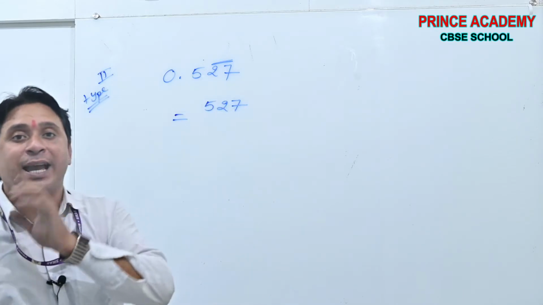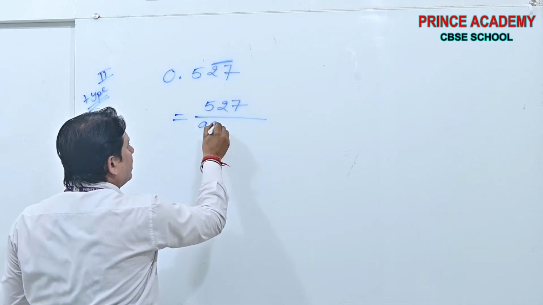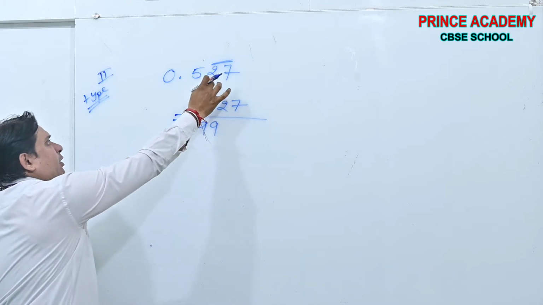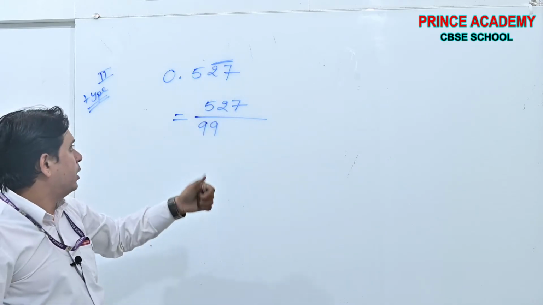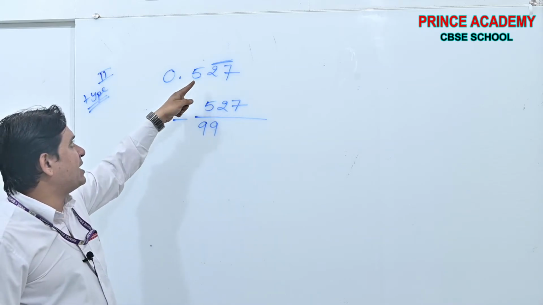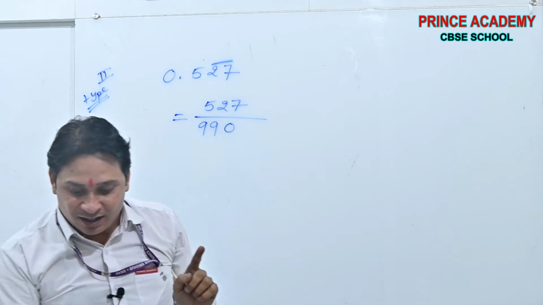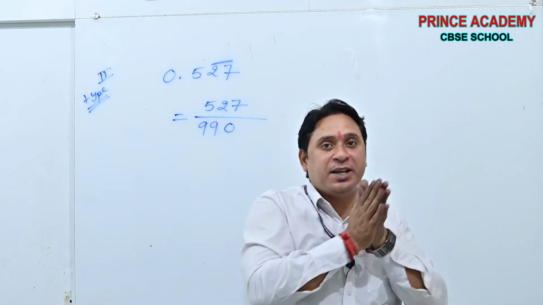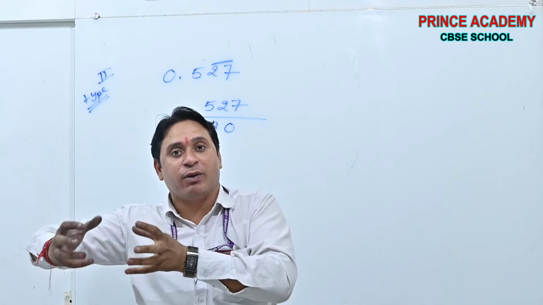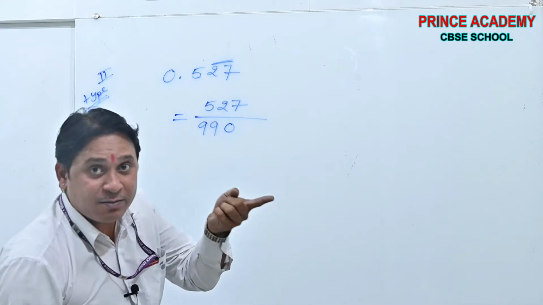Second step: repeating digits. How many repeating digits are there? 2. Put 2 nines. And how many are non-repeating? 1. Put 1 zero. Put nines equal to the number of repeating digits and put zeros equal to the number of non-repeating digits. Okay, one more step is here.